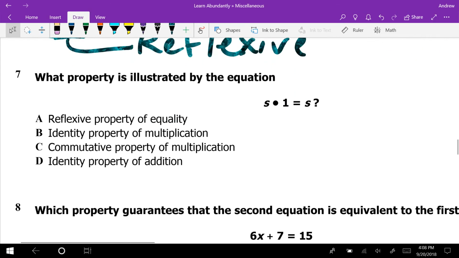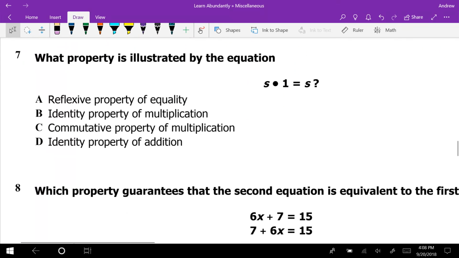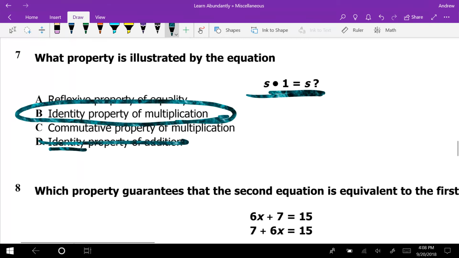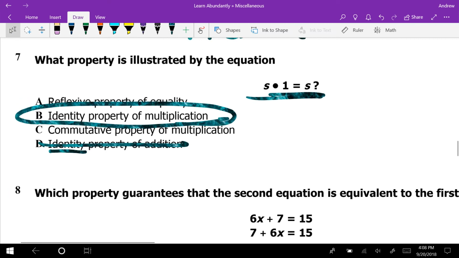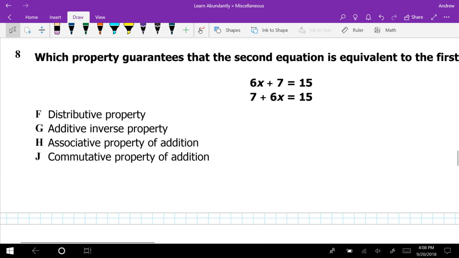Number 7, which property is this? S, and then it's got a dot, and then a 1. What do you think? It's definitely identity because it stays itself, and it's the identity property of multiplication. That's perfect. They do something. It's not just S equals S, otherwise it would be the reflexive property.